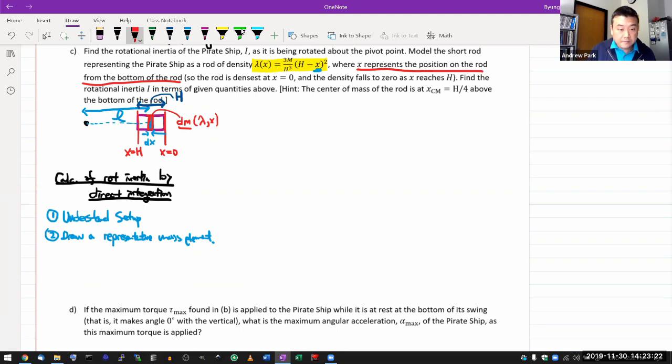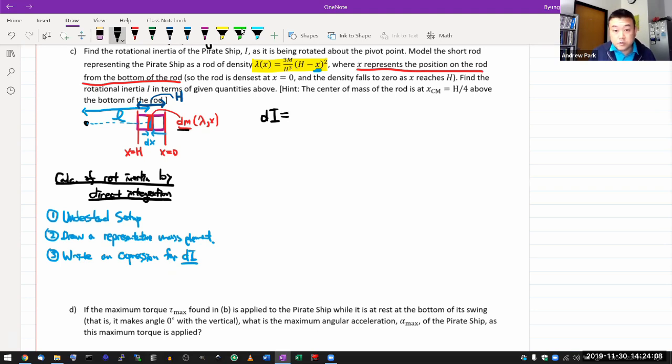Okay, so I have that element that I can visualize, imagine for the third step. Third step is write an expression for the infinitesimal contribution to rotational inertia, or what I'm going to label as di. So that's the infinitesimal contribution to the rotational inertia of the whole thing, from this small element dm.